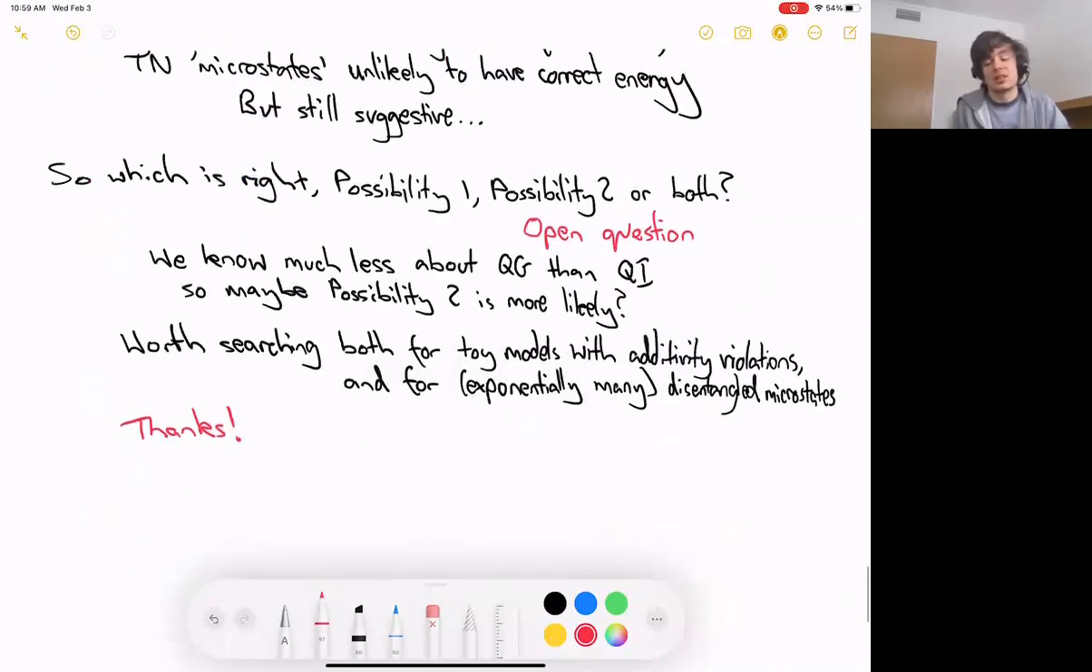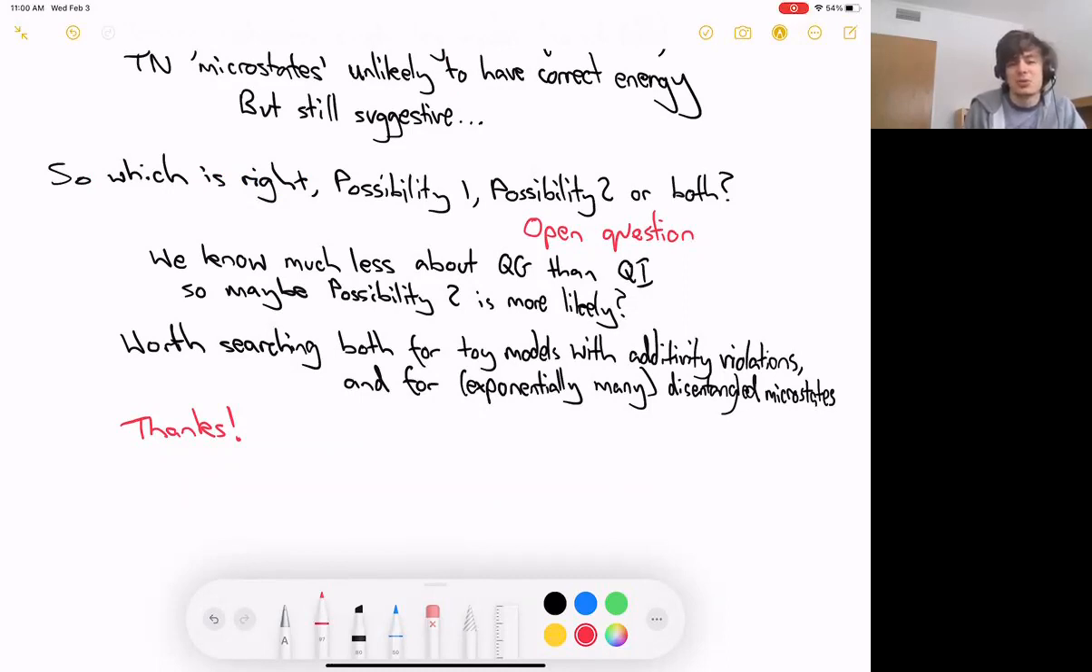So yeah, that's basically all I have. I guess the natural thing to end on is, okay, so which of these is right? Is possibility 1 true? Is possibility 2 true? Maybe both are true, who knows? It's obviously an open question. We're not trying to answer it, just pointing out that it's there.